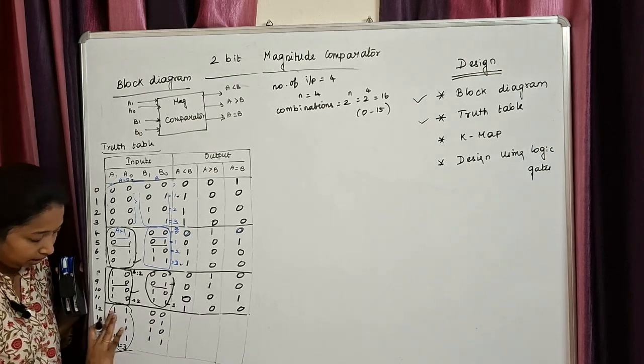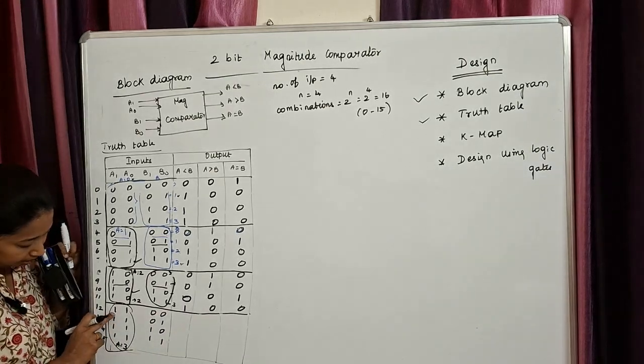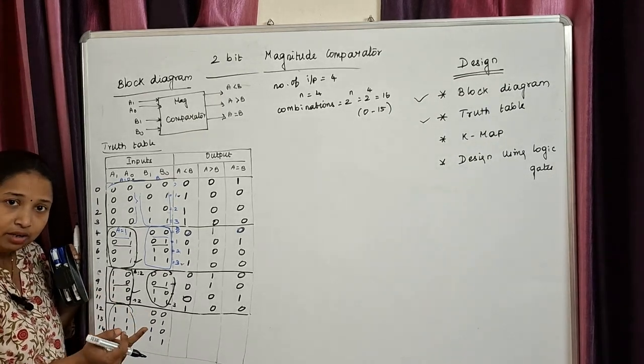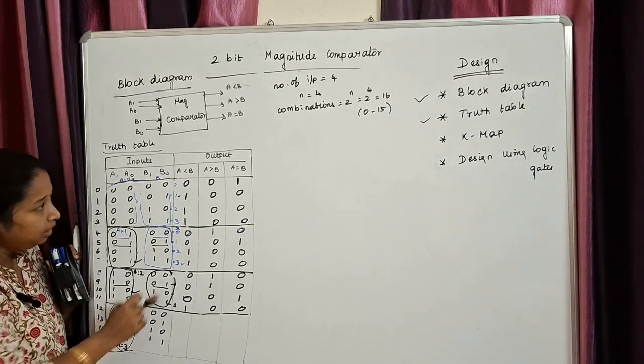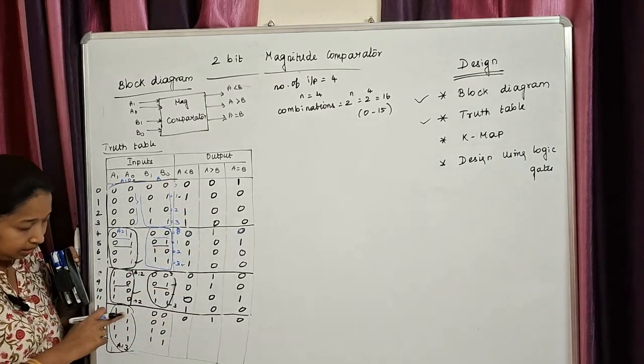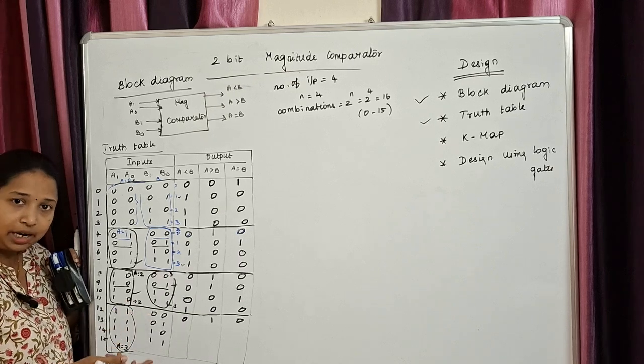Now, by looking at this only, tell me the output. Here A is equal to 3, here B is equal to 0. So, what does it mean in terms of A? A greater than B. Right? So, where is A greater than B? Put a 1 here, put a 0 here. Here it is 3, here it is 0. So, 3 is greater than 0.